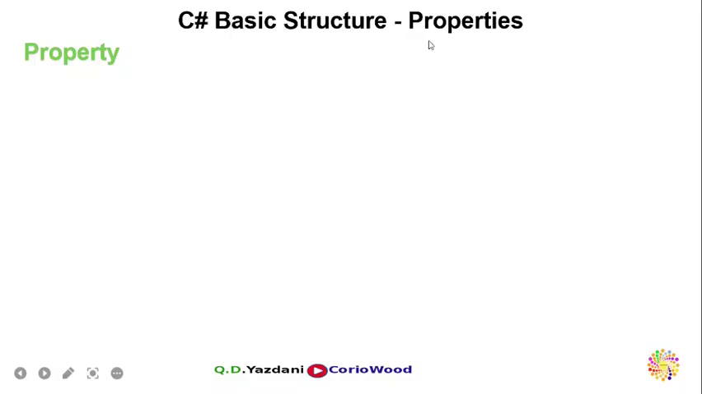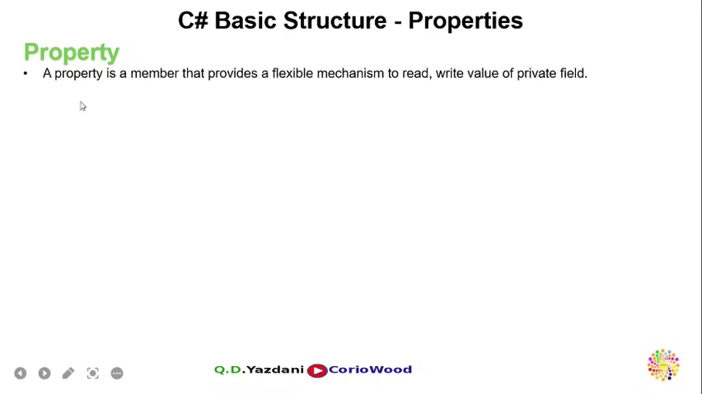Alright, so in this video we're going to see properties, or you can say property. But what is a property anyway in C Sharp? A property is a member that provides a flexible mechanism to read or write the value of a private field.